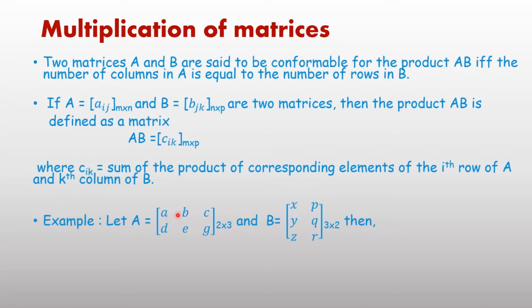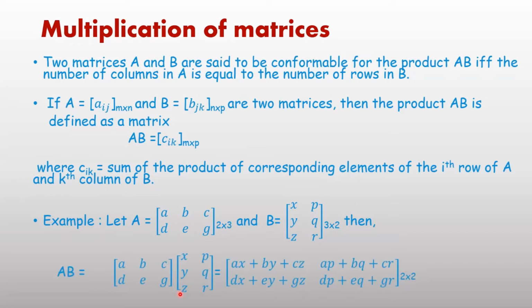The elements of the first row are A, B and C. The second row is D, E, G. Second matrix B: first row X, P, second row Y, Q, and third row Z, R. Its order is 3 by 2. Here the number of columns of A is 3 and the number of rows of B is 3, both are the same. It implies matrix multiplication is possible, and you will get AB as the matrix product.